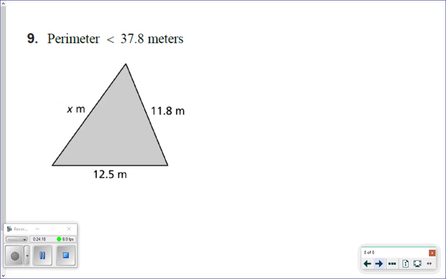On number 9, you're given that the perimeter for this triangle is less than 37.8, and we're wanting to solve for x here. So let's set that up. Remember, the perimeter is just the sum of the 3 sides. So if I add up the x value, the 12.5, and the 11.8, I know that the sum of the sides has to stay less than 37.8. So there's my perimeter.